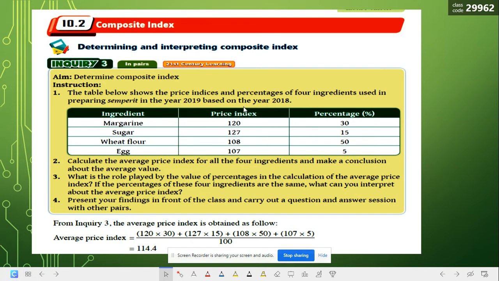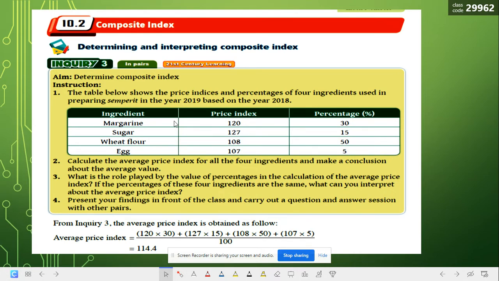But for composite index, we compare overall. Overall means margarine, sugar, wheat flour, egg. So whether it increased or not for 2018 and 2019, it's like the overall ingredients here. We compare whether it increased or decreased. For index, we only compare one subject only, but for the composite, it's like a combination. And then we compare whether it increased or decreased.